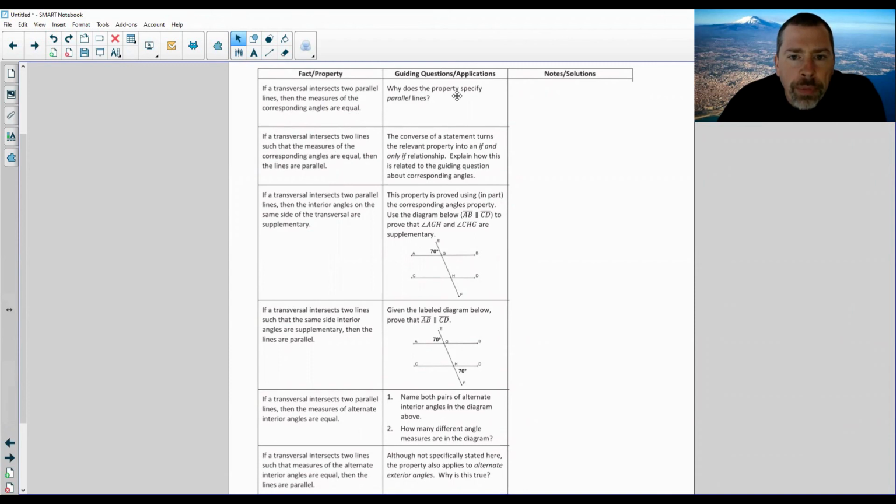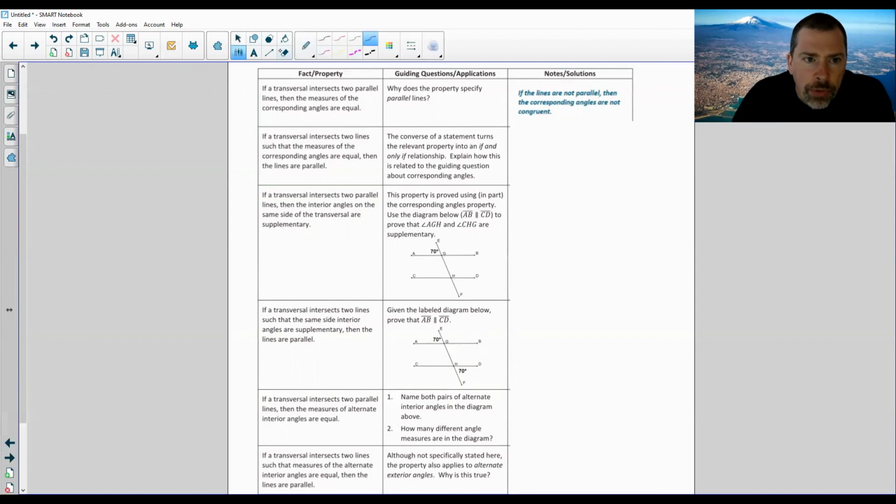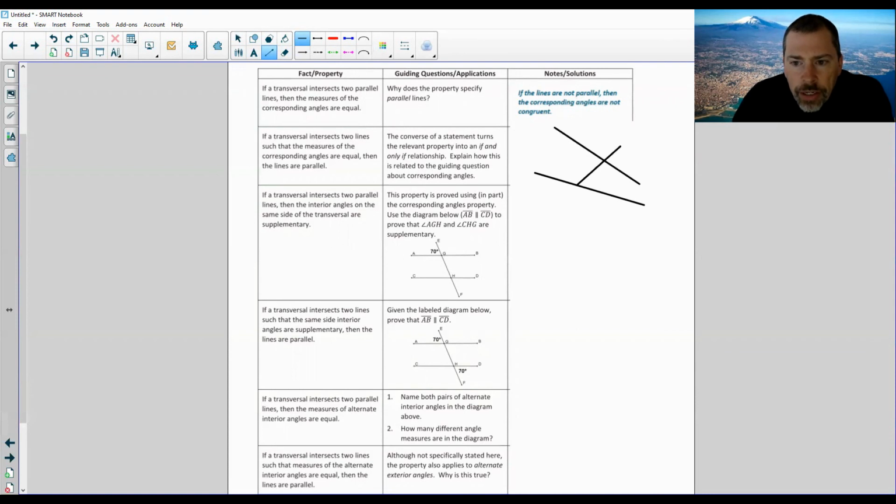Why does the property specify parallel lines? Okay, so it says if the lines are not parallel, then the corresponding angles are not congruent. So let me give you an example. If I had a segment like this, and then I had another segment like this, obviously they're not parallel, they're getting closer. Draw a transversal now. Switch to my pen. This angle here is now no longer congruent to that angle. This one's obviously smaller.